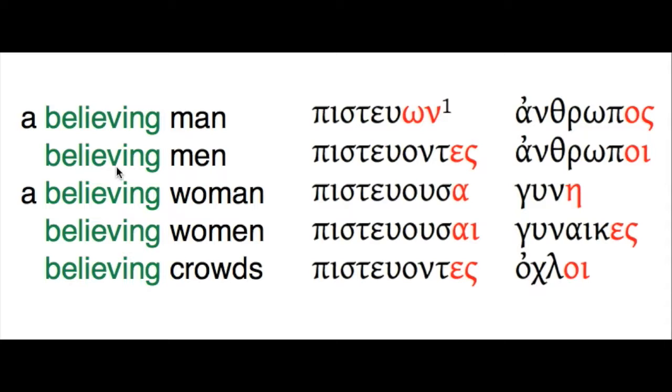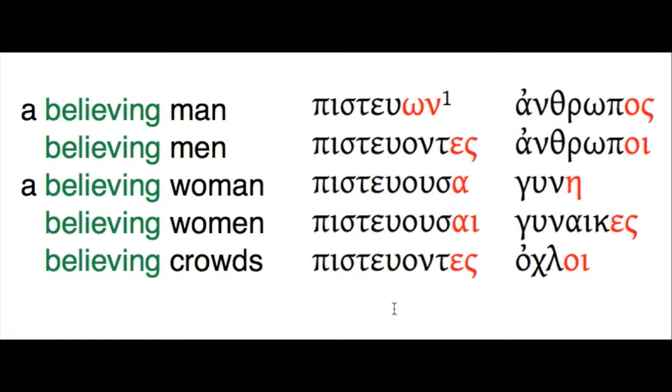Believing man, believing men, believing woman, believing women, believing crowds. The participle never changes form in English. But in Greek, look what happens when we change from man to men to woman to women to crowds. It's pisteuon, pisteuantes, pisteusa, pisteusai, pisteuantes. So it's changing to match the noun that it modifies in case, number, and gender.